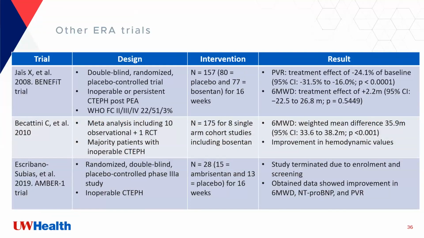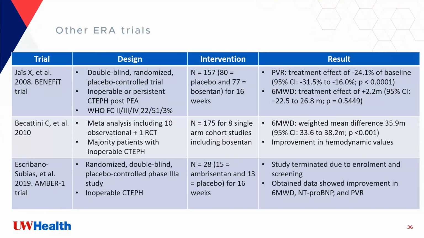Macitentan was not the only drug studied in this population. There was the BENEFiT trial, which was a double-blind placebo-controlled trial that included inoperable or persistent post-PEA surgery patients. It included 157 patients, but no other baseline therapies were allowed in this trial. The results show that pulmonary vascular resistance improved in the treatment group. However, 6-minute walk distance wasn't different.